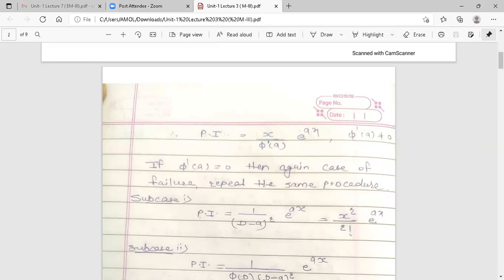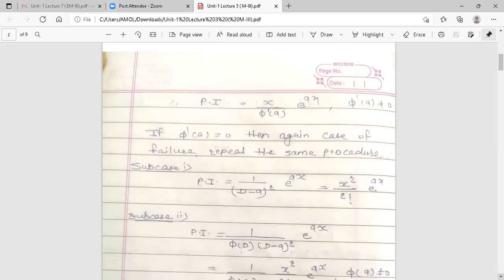Now in that first case, there are sub cases. Sub case 1 is that if your phi of D is in the form of (D minus a) to the power r, this is the particular form of phi of D, and the function is the same, e to the power ax, then in that case the PI is x raised to r upon r factorial into e to the power ax. This is sub case 1.